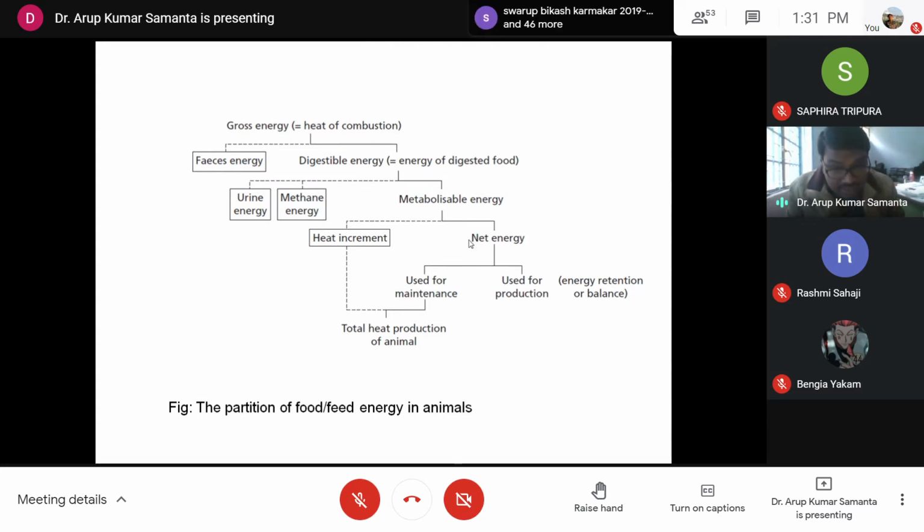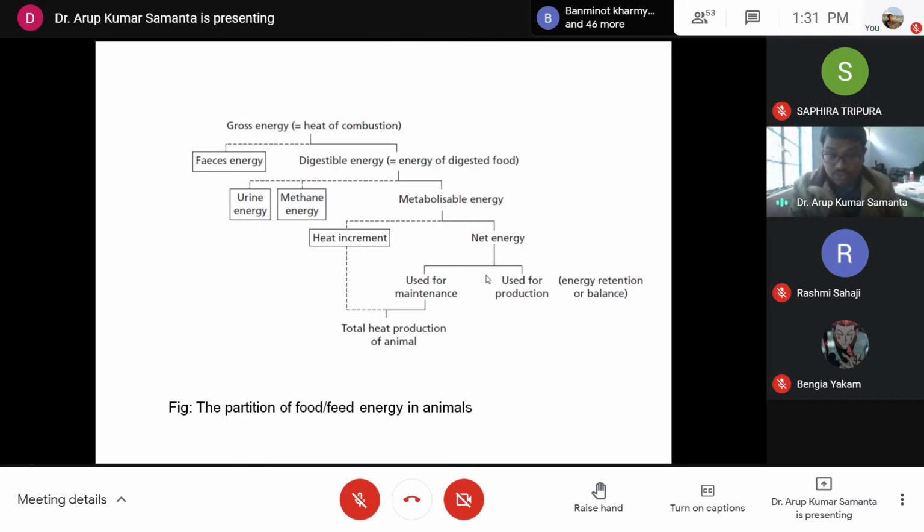Then this net energy is the actual form of energy which is being utilized by the livestock, poultry, even the human being. And this amount of energy is retained in the body for different purposes. There are basically two processes. One is for maintenance, another is for production. Maintenance, I told you yesterday also, means we are not going to lose any body weight, we are not going to gain any body weight, just to maintain the vital body functions or to sustain life.